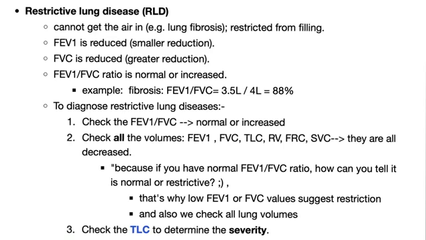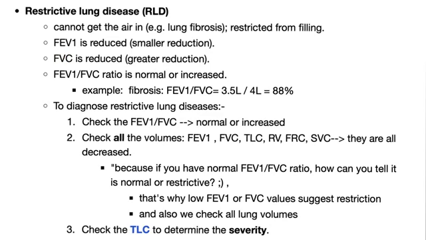Now let's talk about restrictive lung disease. What is the definition? Restrictive lung disease: my lungs are restricted from filling. I cannot get the air in, not out. Example, lung fibrosis. If I cannot get the air in, therefore there is less air coming out because I had less air coming in to begin with.